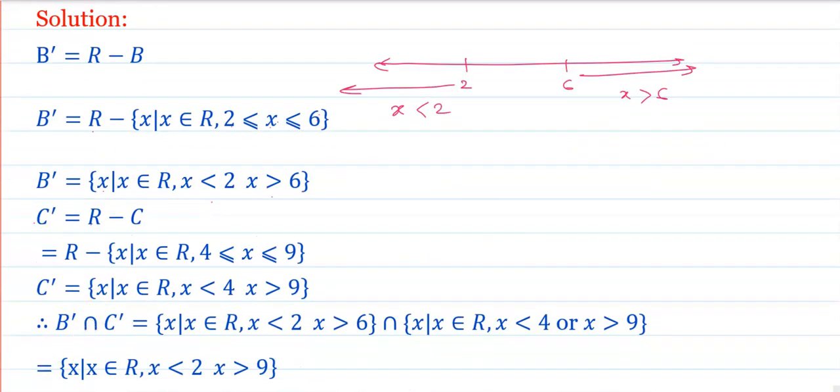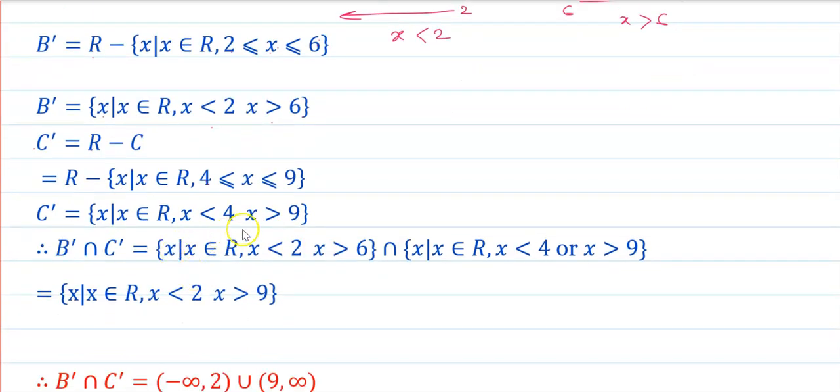C dash. C dash is R minus C. Okay. R. What about C? C is between 4 to 9. Also 4, also 9. Now everything except this. Means what? X is less than 4 and X is greater than 9. This is less than 4, then what will its complement be? Greater than. Okay. And this is less than, then what will its complement be? Greater than. Okay. Therefore X is first less than 4 and X is greater than 9.